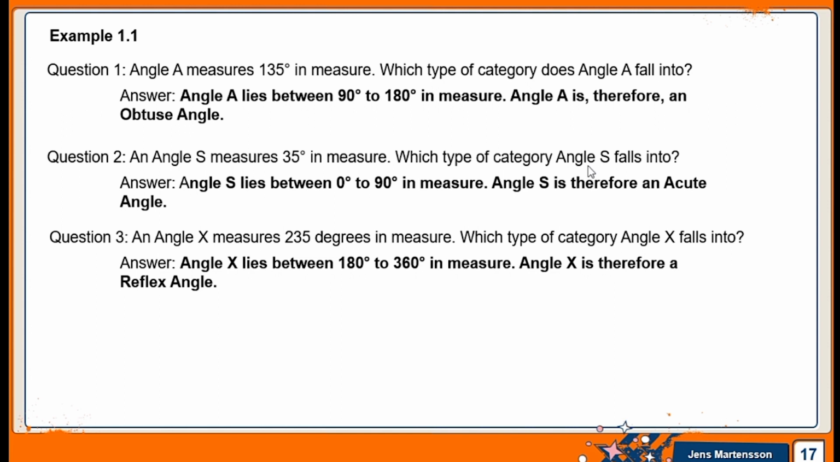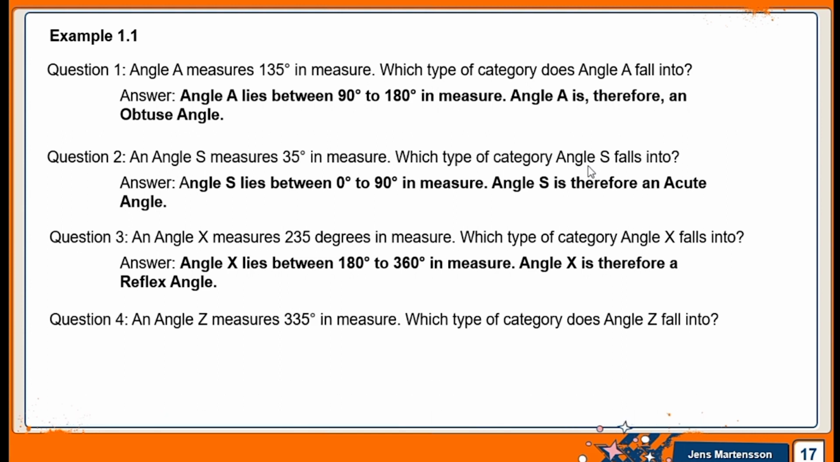Greater than 180 degrees, that is called reflex angle. Less than 360 degrees, that is called reflex angle. Okay, so let's move on to question number 4. An angle Z measures 335 degrees in measure. Which type of category does angle Z fall into?